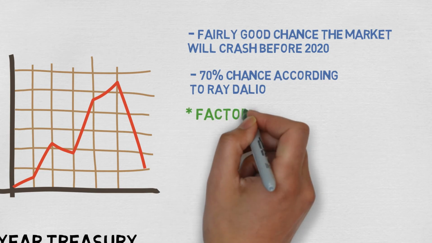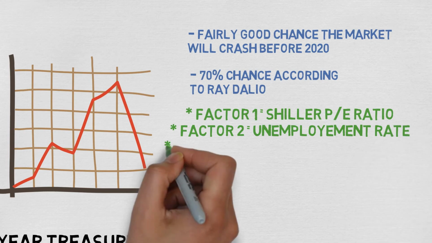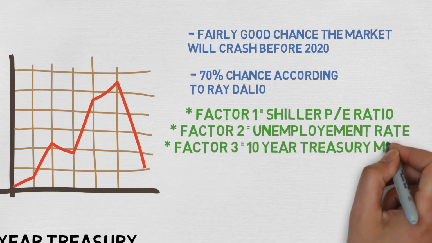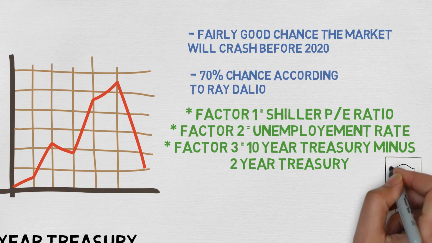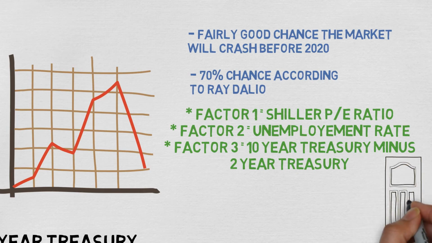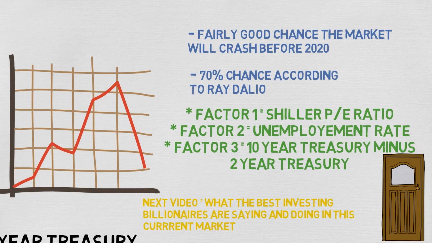So those are some of the main factors that I am looking at when figuring out where we are in the market cycle. It appears we are getting towards the end of a bull market run. We can still play in the stock market, but just play a little closer towards the exit doors. In my next video, I'm going to show you guys what the best investing billionaires are saying in the current market, and I'll also show you how they are preparing their portfolios.